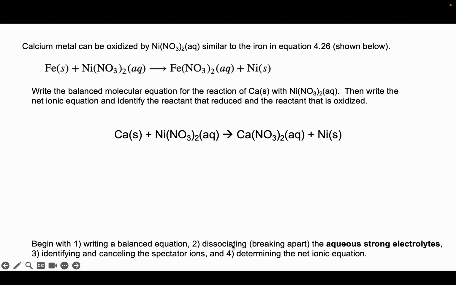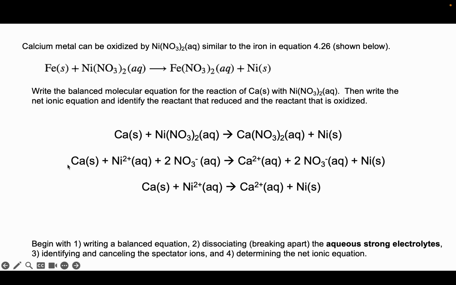We're going to dissociate, break apart the aqueous strong electrolytes. Calcium solid remains, nickel nitrate, aqueous strong electrolyte, calcium nitrate, aqueous strong electrolyte, nickel solid remains. If we end up canceling, the nitrate is a spectator ion on each side, and this is the resulting net ionic equation.